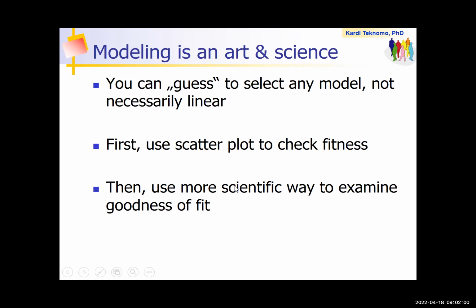And modeling is actually an art and science, not just science. So even if you have the formula, you still need to guess what model you will use. In this example, it's very clear that this model is linear. So how do you know? You plot first, and then you check that the plot is practically linear. So don't forget to plot first to check the fitness. After that, you can use the scientific way to examine the goodness of fit of your model. This is the formula available for simple linear regression.